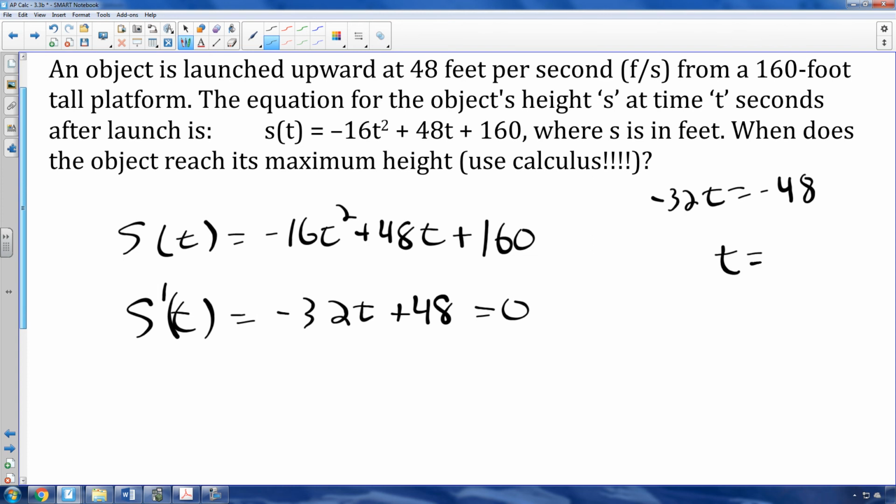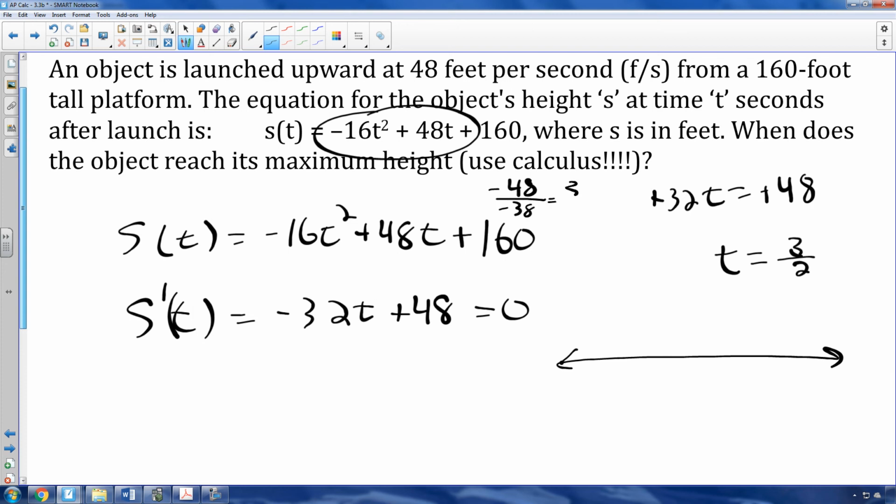You have t equals, I think you can make these positive, 48 over 32. Is that 3 over 2? I think it is. 48 over 32 should be 3 over 2. So we're going to make a number line. If you do negative b over 2a right here, you'll still get that 3 over 2. You'll know that this is the vertex point. So 3 over 2 makes sense in this problem.